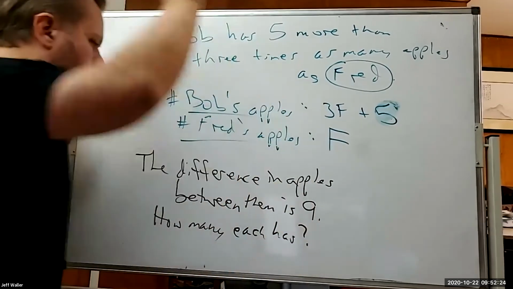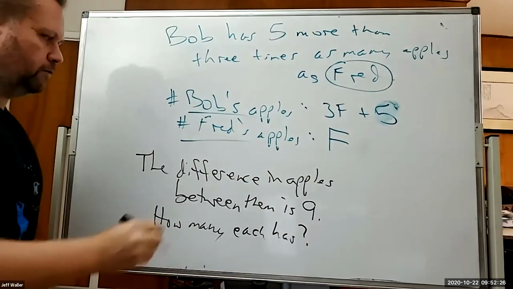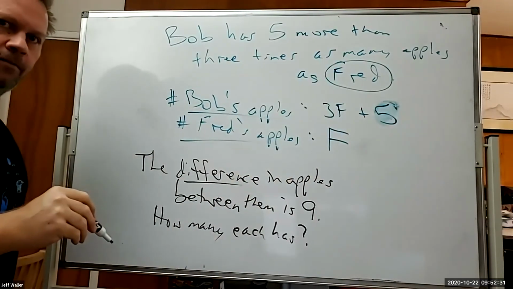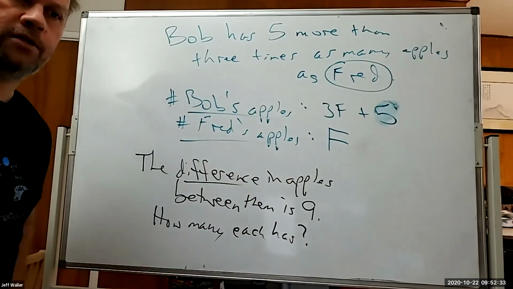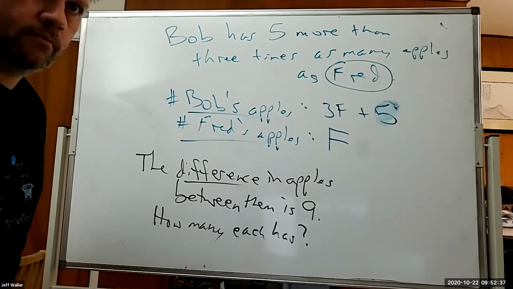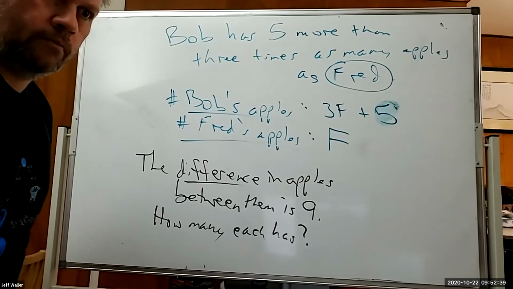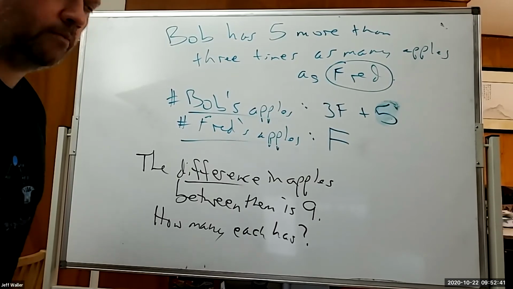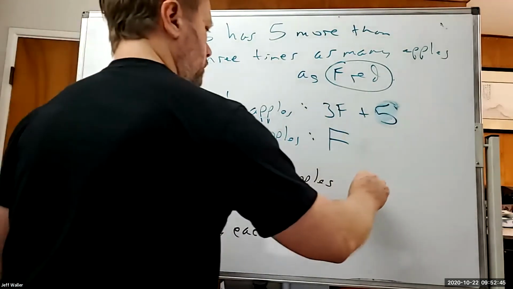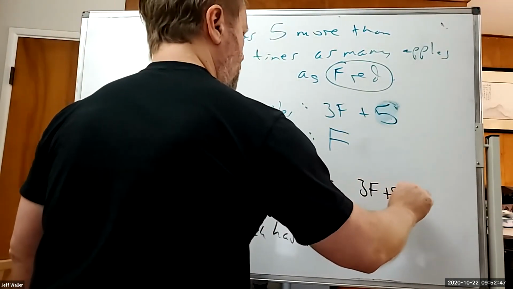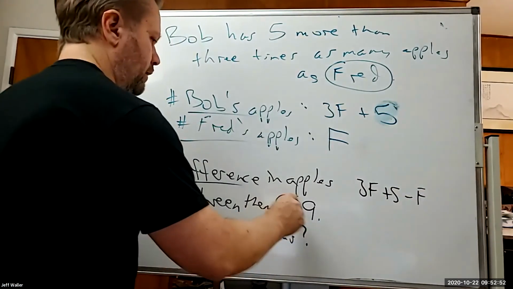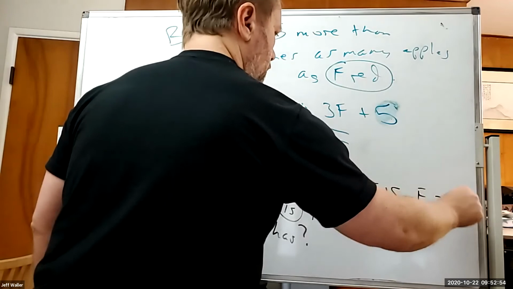So the difference in the number of apples between them is 9. So how would I set up that equation? Would you subtract Fred's from Bob's? So 3F plus 5 minus F? 3F plus 5 minus F, that's the difference in their number of apples. And then I tell you it is equals 9. I like it.